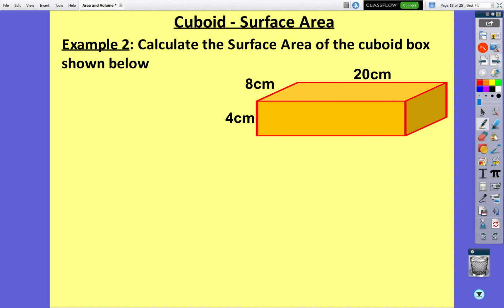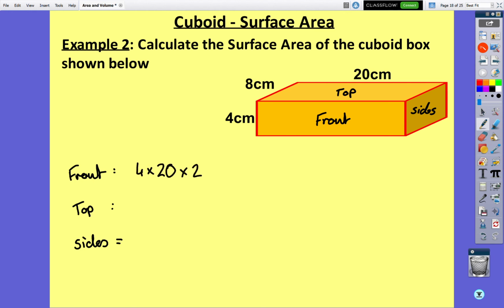Right, I'll do the set up of this one for you and you can fill it in yourself. So front, top, sides. So just watch where they put the dimensions. Okay, front, top, sides. So front is going to be 4 by 20. I'm going to times it by 2 because there's front and back.